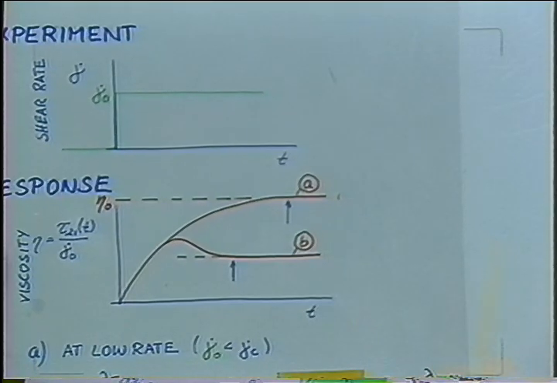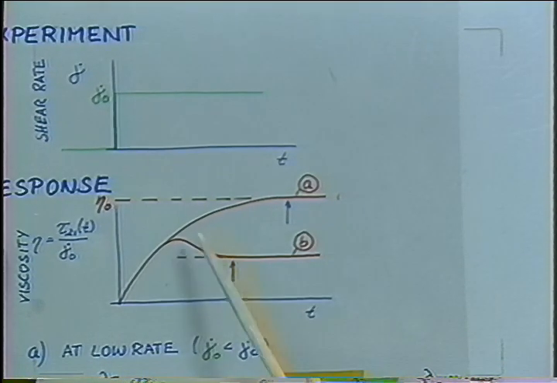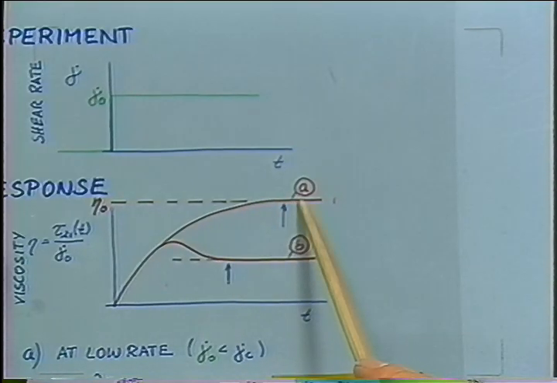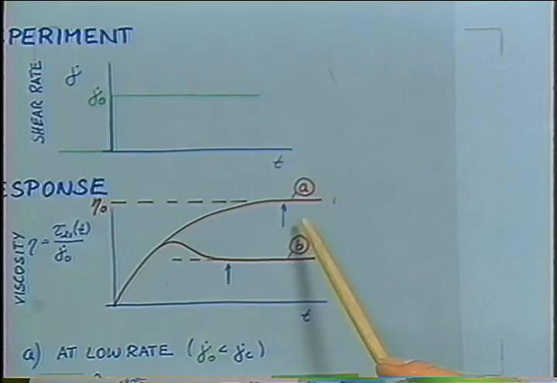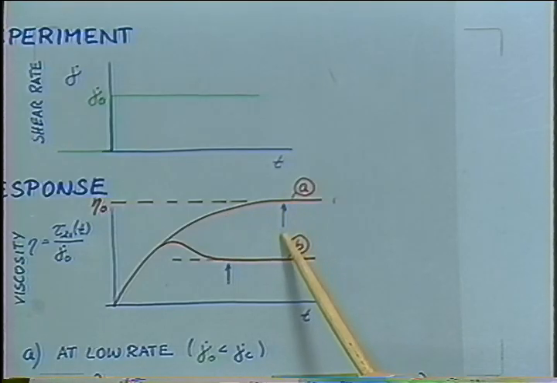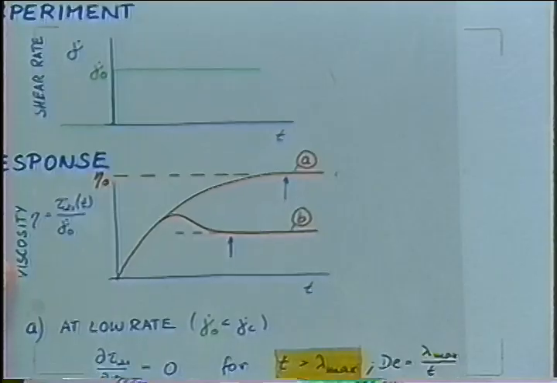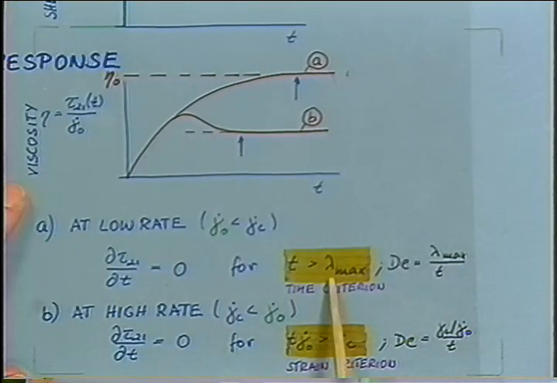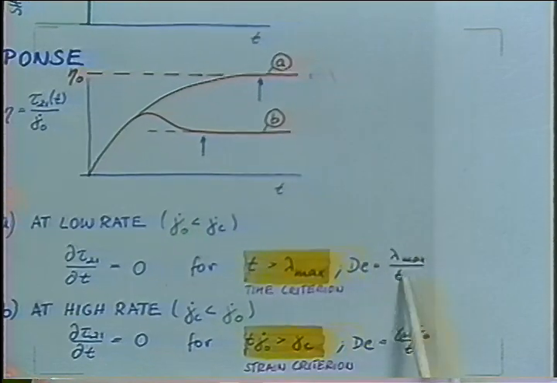The startup time is also very different. The startup time here for the low-rate experiment, the so-called linear viscoelastic experiment, is equal to about the longest relaxation time of the system, or we could use that to define the longest relaxation time. And that's, I wrote down here, this is a criterion. A time bigger than lambda max will give us the steady shear flow, and the Deborah number would be defined in this fashion.